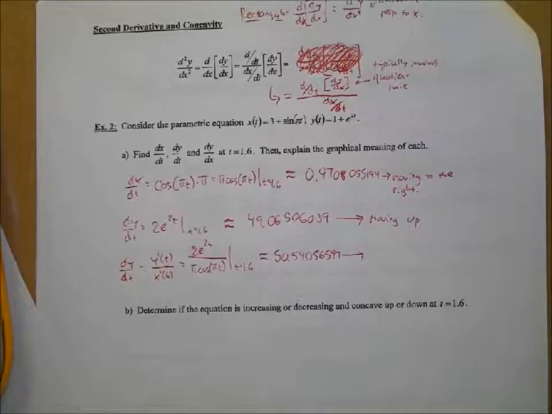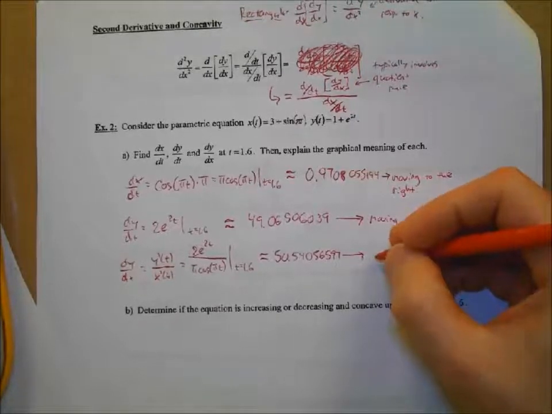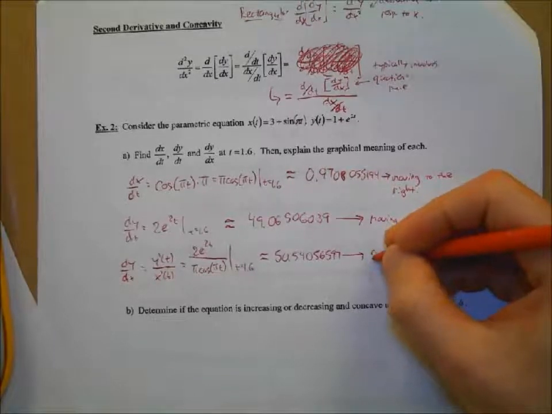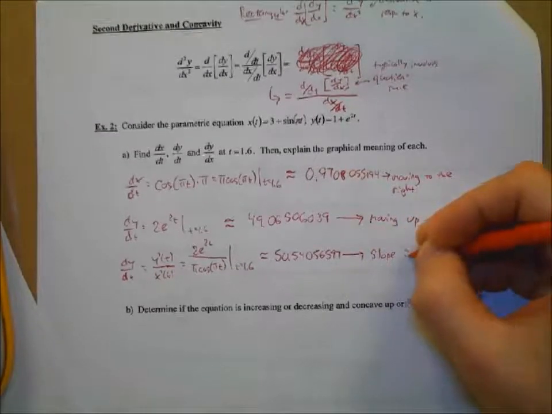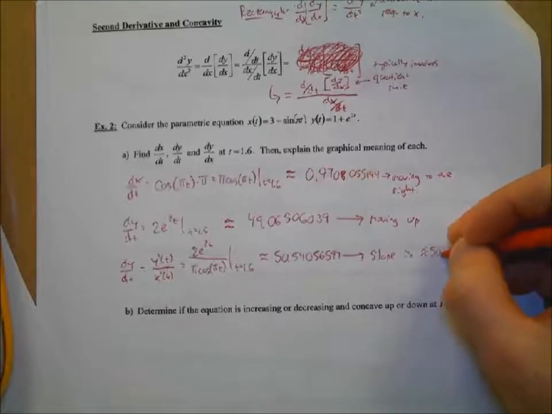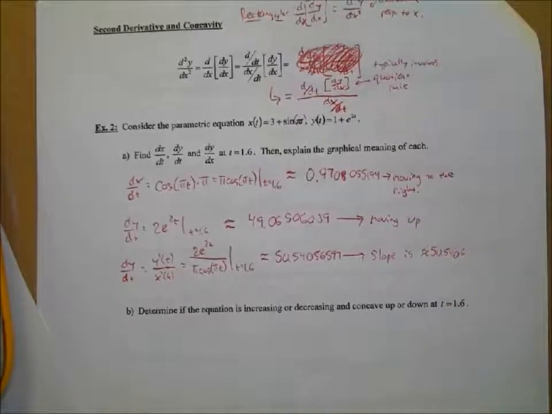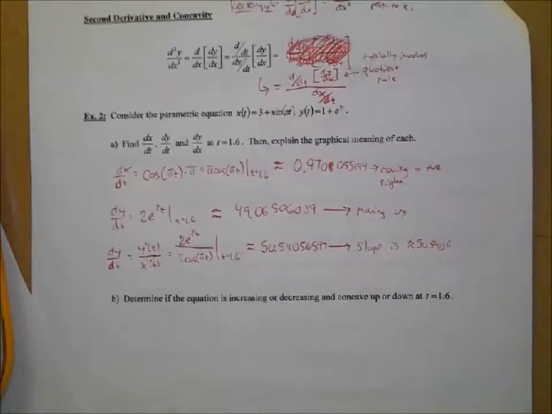And then 50.540, also positive, right? But now we're just talking about dy dx. And so we normally use dy dx to describe the slope, the tangent slope. So the slope is about 50.5406. And that's the best we can say right there with that.